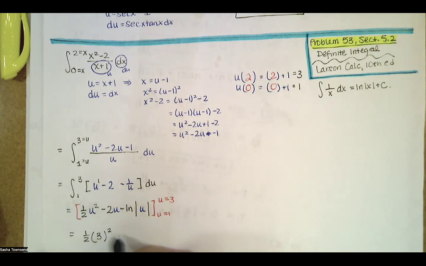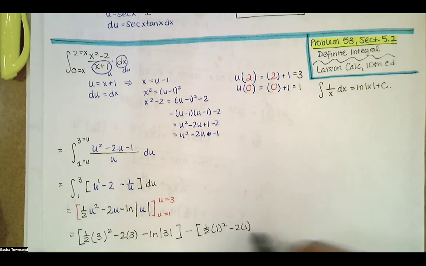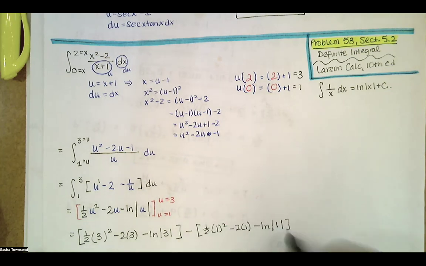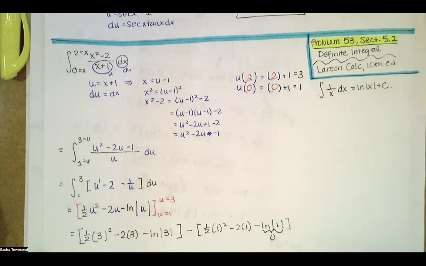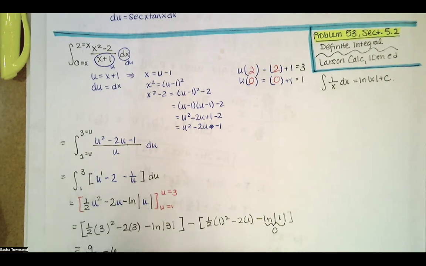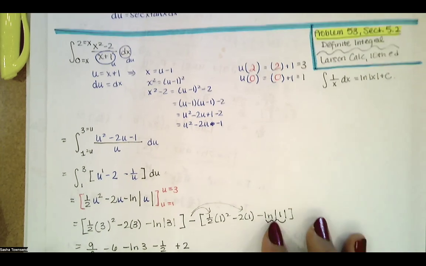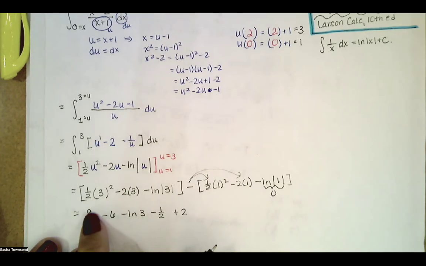We get 1/2 of 3 squared minus 2 times 3 minus natural log of the absolute value of 3, minus 1/2 of 1 squared minus 2 times 1 minus natural log of the absolute value of 1. Natural log of 1 is 0. And this ends up being 9/2 minus 6 minus natural log of 3. And then if we distribute this negative here and here, we have minus 1/2. And then we're subtracting a negative 2, so that's going to be adding 2. So then I have 9/2 minus 1/2, that's 8/2. So that's going to give us a 4.